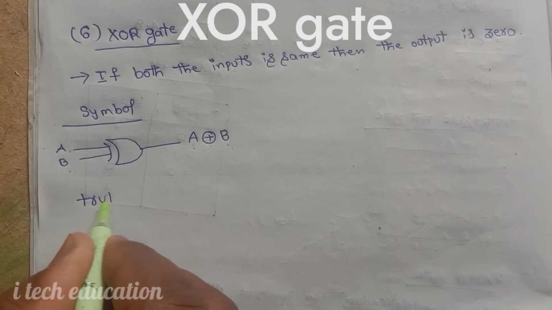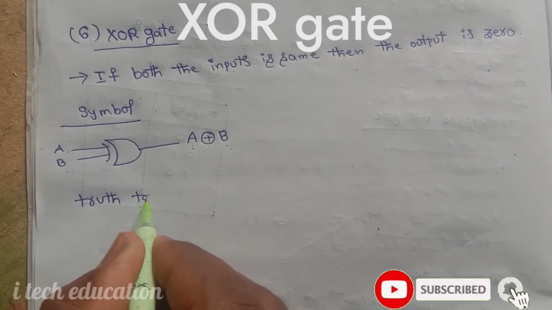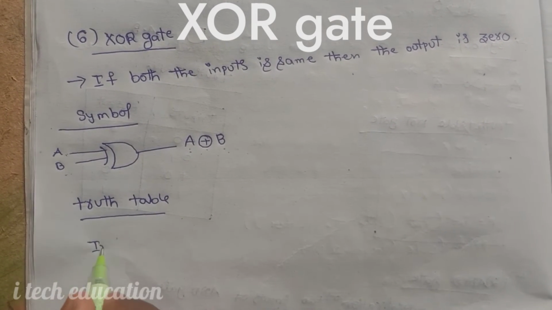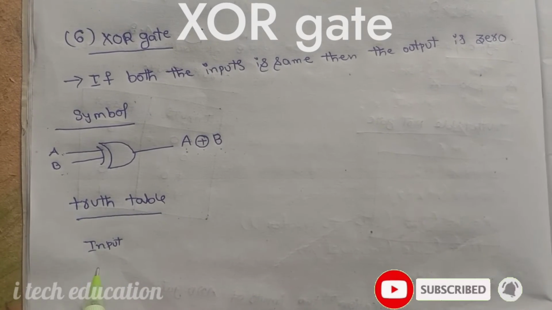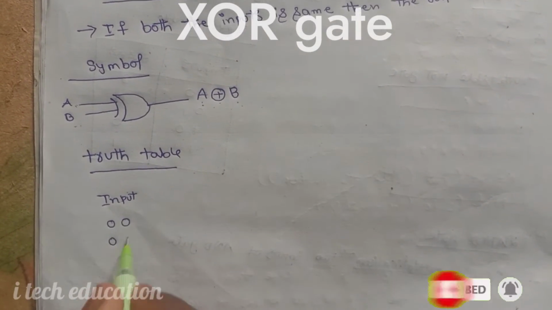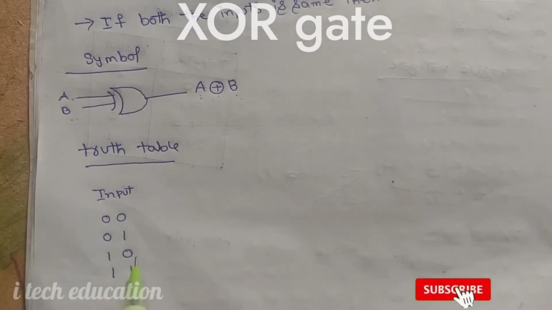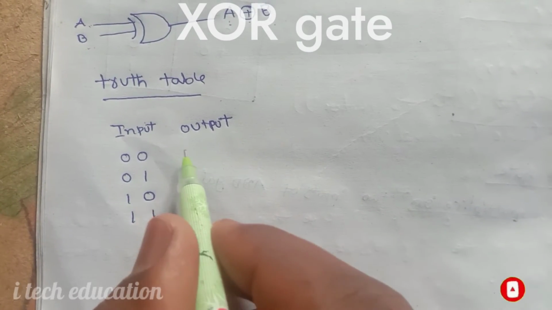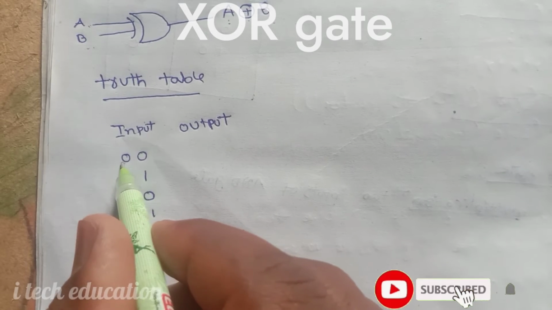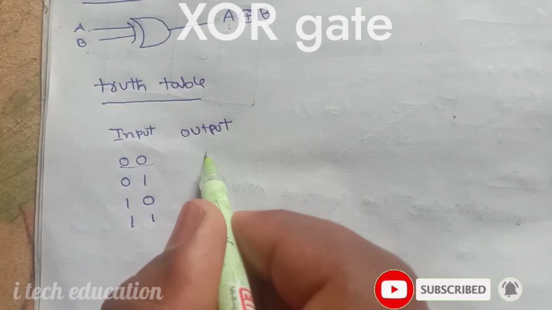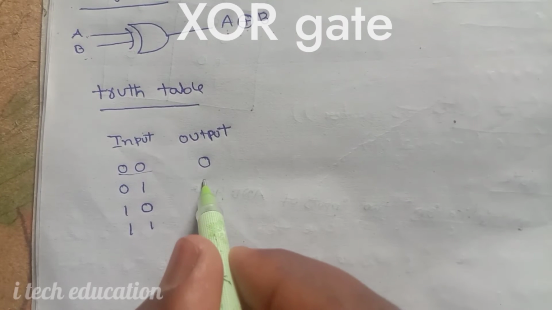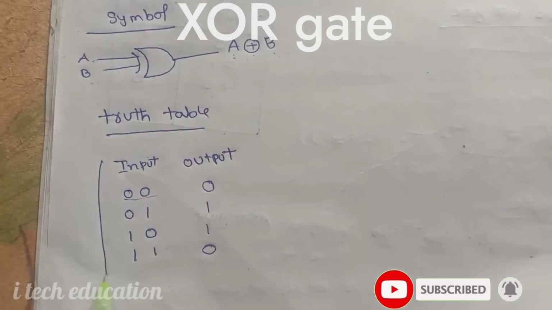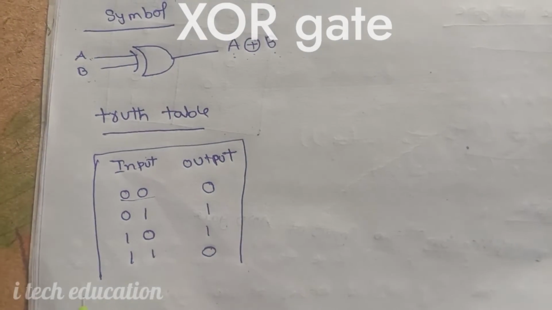The truth table of XOR gate is here. Inputs are 0 0, 0 1, 1 0 and 1 1. Then output is here. XOR inputs same 0 0, then the output is 0, and if different, the output is 1. So this is the truth table of XOR gate.